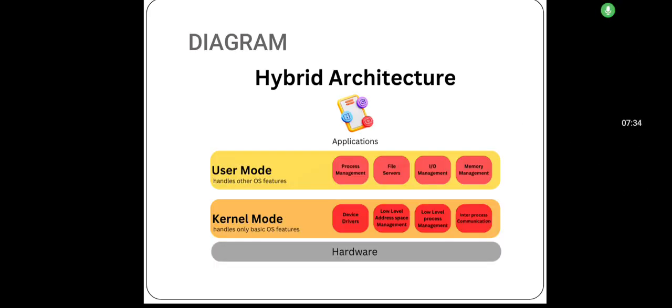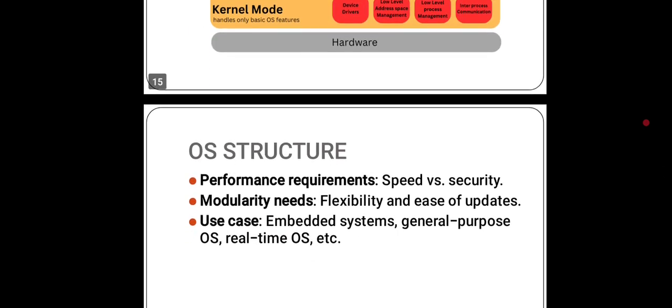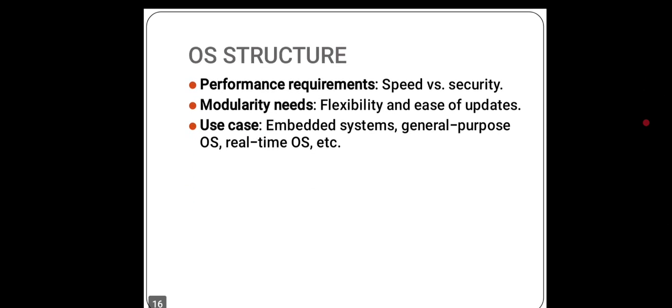And see the diagram of the hybrid. There are two modes: user mode and kernel mode. In user mode, process management, file servers, input output management, memory management are present. In kernel mode, device drivers, low level address, low level process and inter-processor communication are connected. At the bottom, hardware. And next we see the OS structure.